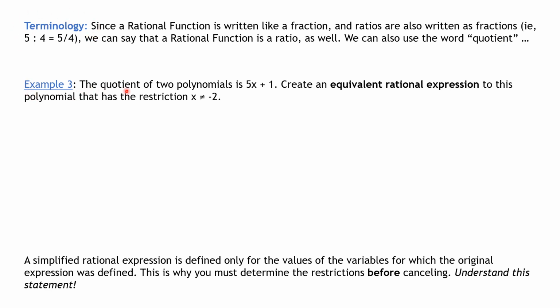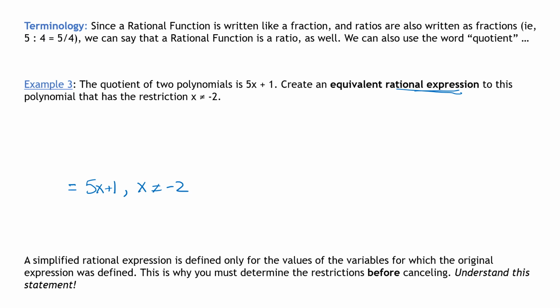Here's an example. The quotient of two polynomials is 5x plus 1. Create an equivalent rational expression to this polynomial that has a restriction x cannot equal negative 2. There's a lot of stuff. So what we have here, quotient means the answer of division, right? So this line is actually giving us the final answer. So I'm going to write this at the bottom because we're going to reverse engineer this one. So we've got 5x plus 1. This is the quotient. And it has the restriction x cannot equal negative 2. What we have to do is create a rational expression that would have given us this answer.